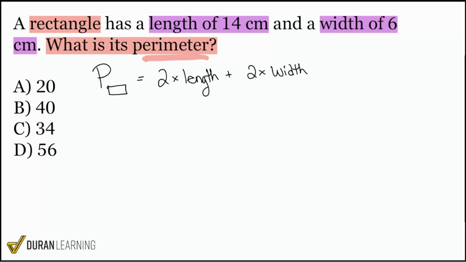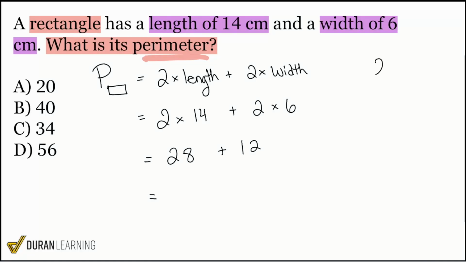So we'll go ahead and plug those in, and then just calculate. 2 times that length of 14 centimeters plus 2 times that width of 6 centimeters. So we have all of that going on, and let's finish things up the right way. So here we go. We have 2 times 14, and that's going to end up being 28. We also have 2 times 6 right over here, and that's going to end up being 12. So now that we have 28 plus 12, we'll add those together.